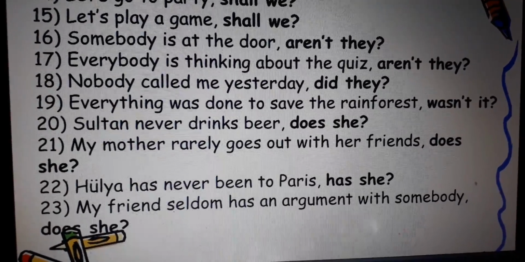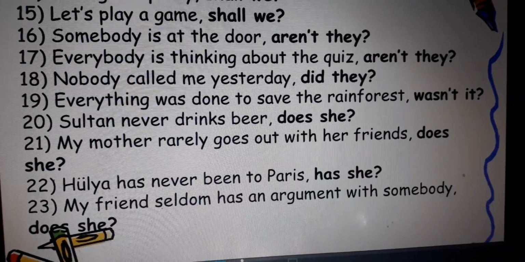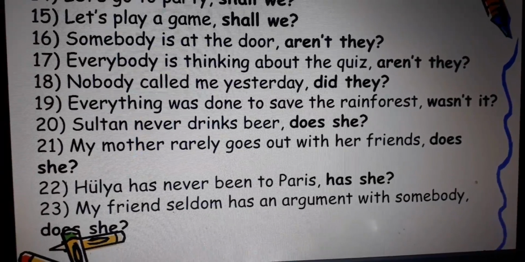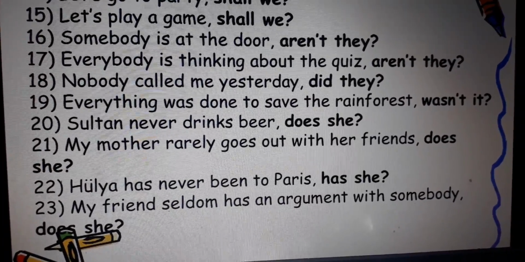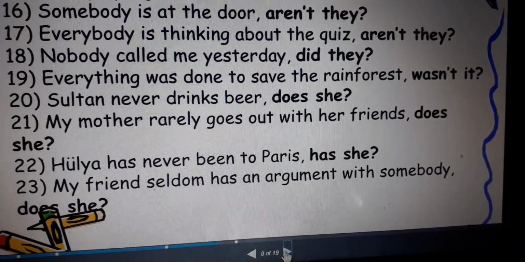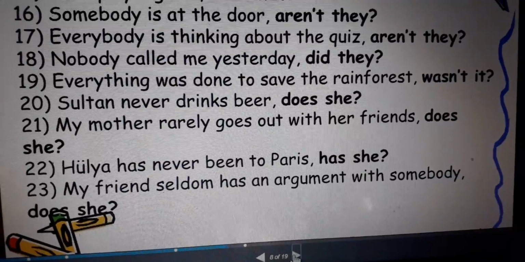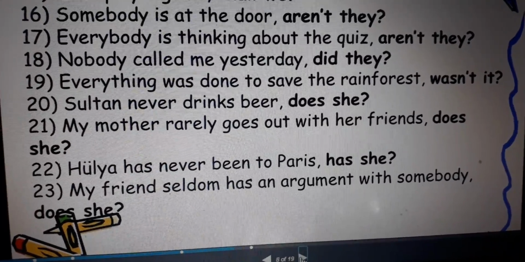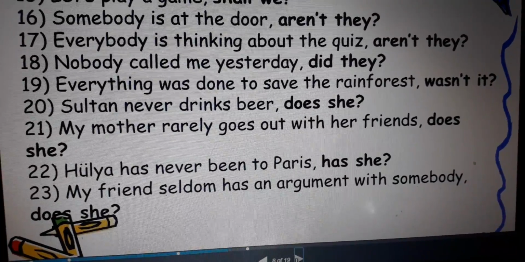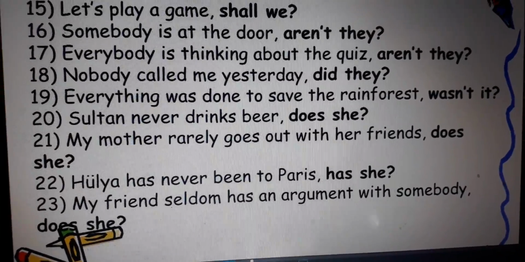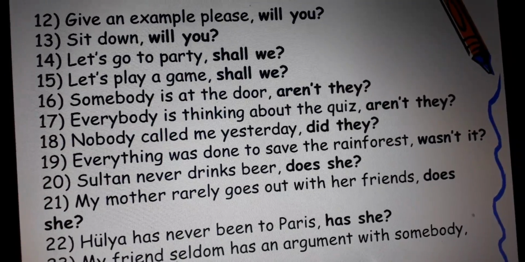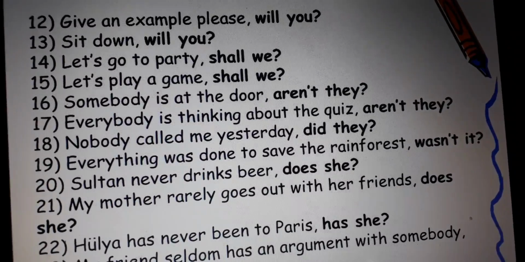Okay. My mother rarely goes out with her friends. Rarely also has a negative meaning, so we are going to provide a positive question tag. Goes, positive present tense. So, does she? Julia has never been to Paris. Has she? My friend seldom has an argument with somebody. Does she? Okay, so I hope the formation of question tags in different sentences is clear to you.